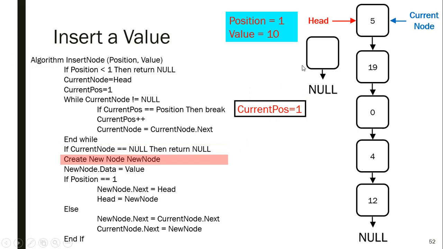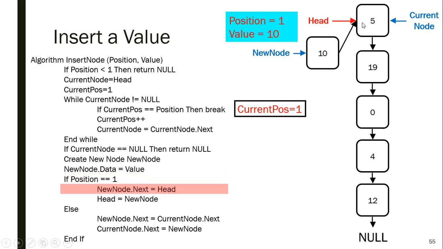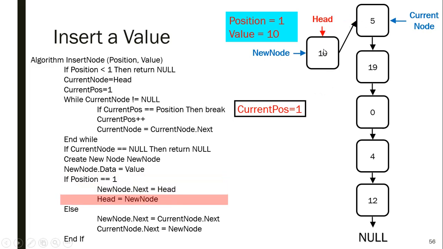Now we will create a new node and we will assign this value 10 to this new node, and if position is equal to 1, it means you want to insert it at the beginning, so it will be the first node. So new node dot next will be the head. It means new node dot next will point to the same node to which head is pointing, and head will point to this node, so it will make this one the first node of this list. Say this was the case, you can rearrange and you see what can happen.